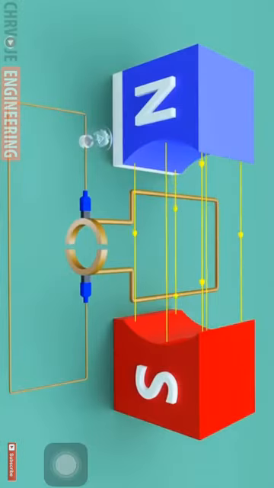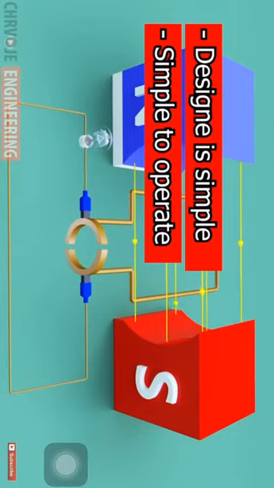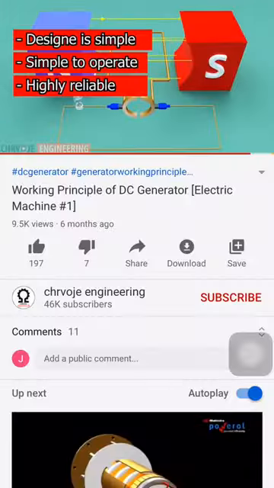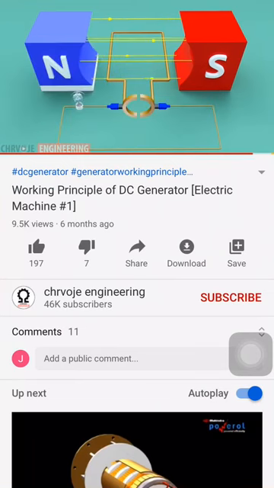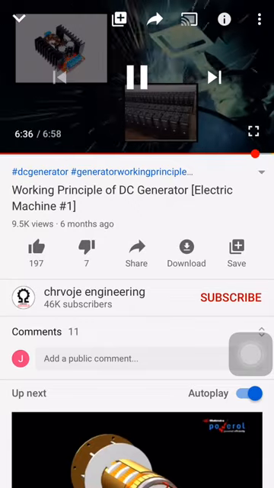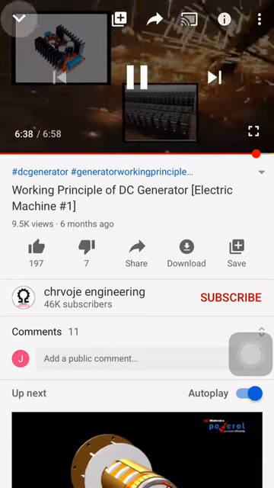To conclude, the DC generator has many advantages: the design is simple to operate, it is highly reliable, constant voltage can be achieved, and speed control is easy. Also, DC generators are used in many applications, like boosters in welding equipment, to charge batteries, and in solar systems in an emergency.